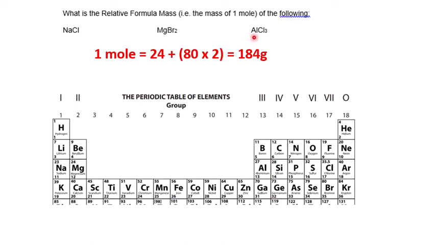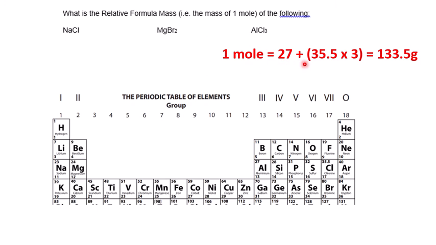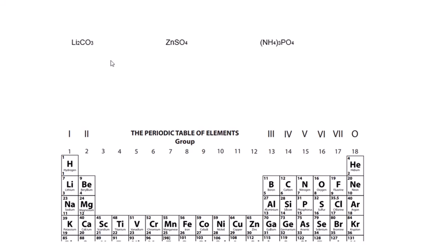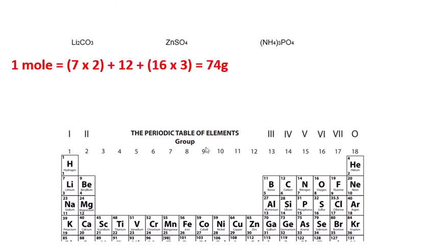With aluminium chloride, we've got 1 aluminium, 3 chlorines. So aluminium is over here, group 3, so there's 27 for 1 mole of aluminium. Chlorine, we saw before, 35.5, but this time we're going to have to multiply it by 3. So 27 plus 35.5 times 3 gives us 133.5. The next one, Li2CO3, so let's see what it means. 2 lithium, 1 carbon, 3 oxygen. So lithium 7, carbon 12, oxygen 16. So our sum is going to be 7 times 2 plus 12 plus 16 times 3.